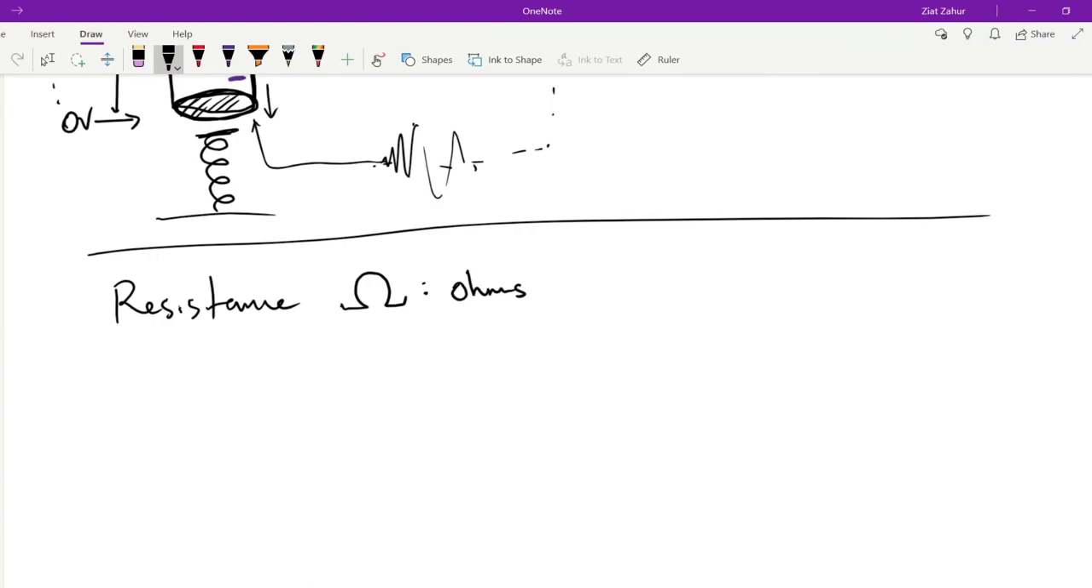All right. So a new unit, omega, capital Omega.